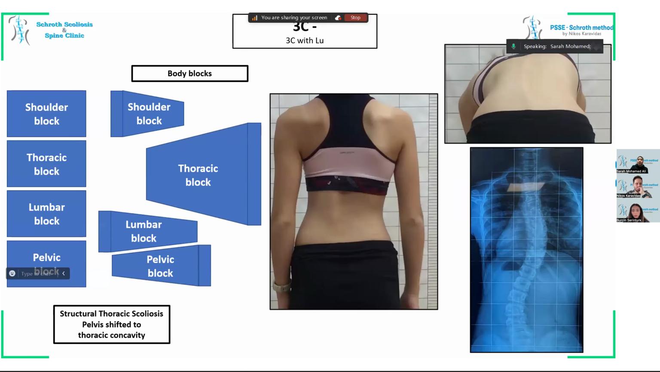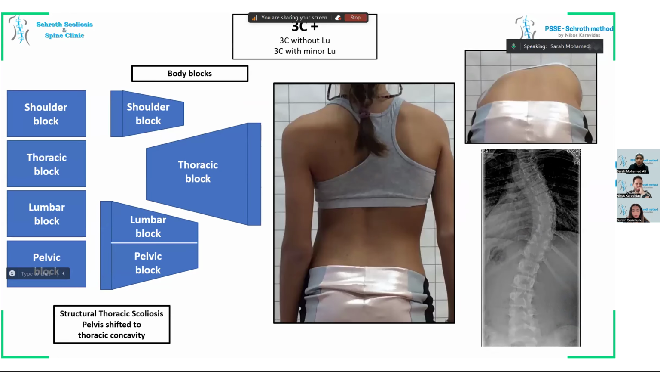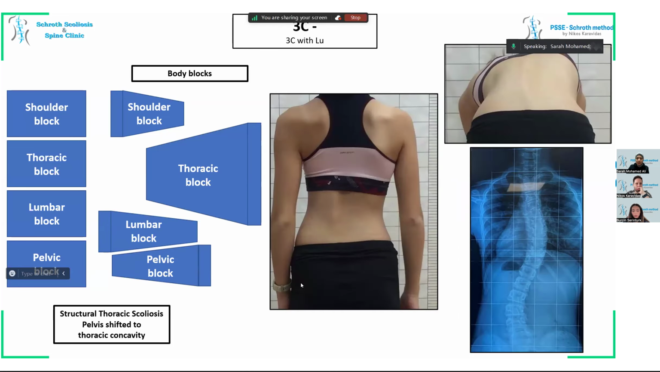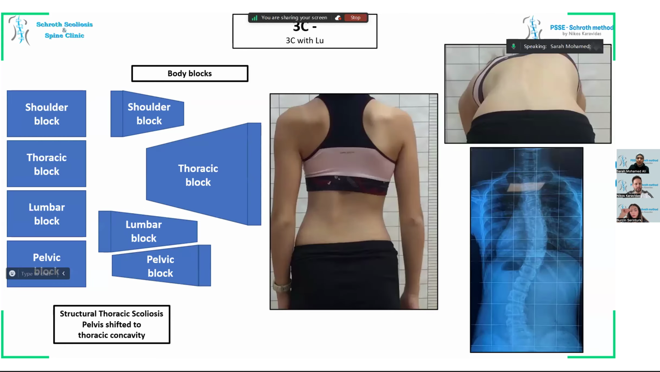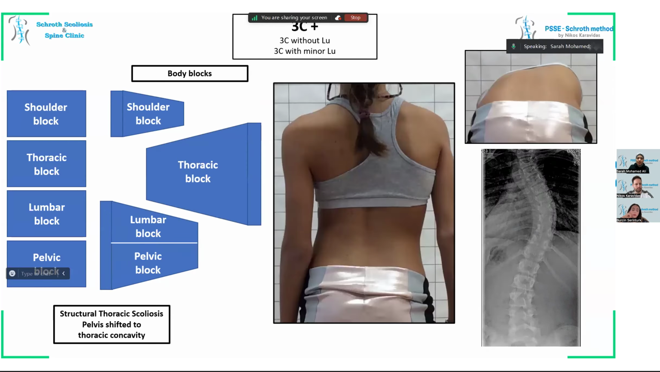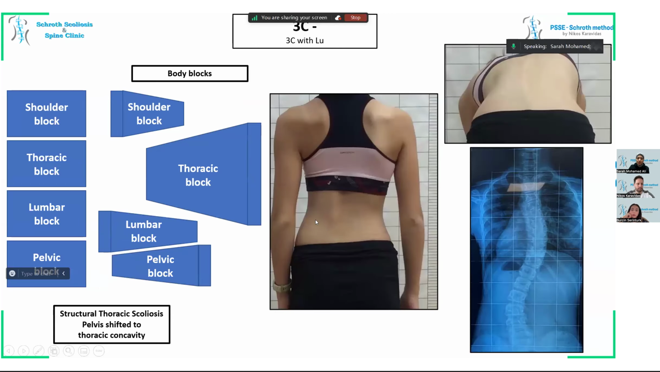Now, the 3C minus. Can you see the difference between the 3C plus and the 3C minus? We'll follow the same questions. Do we have a structural thoracic scoliosis? Yes. I will confirm by looking at the forward bending test, and I check the hump. Second, where is the pelvis in relation to the trunk? You see the difference between the first picture with the 3C plus and the 3C minus. In the 3C plus, the pelvis looks more shifted compared to this curve.